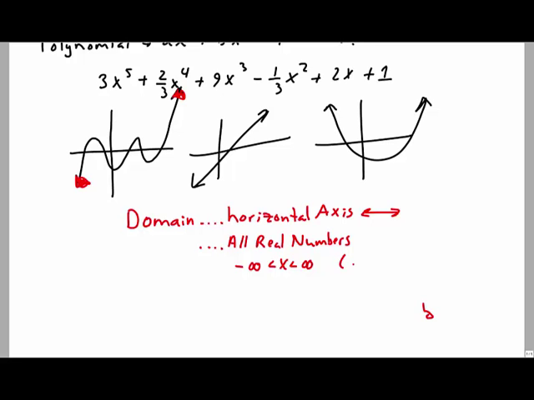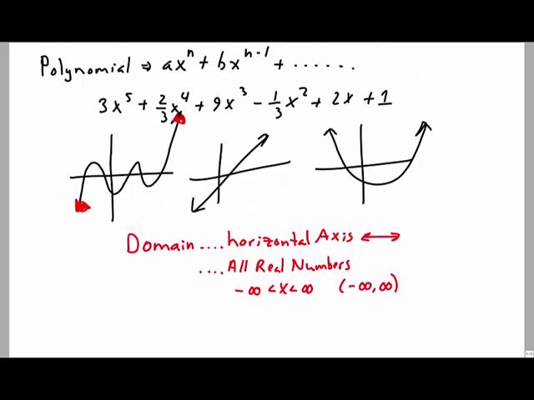Another way we could represent this is negative infinity to positive infinity using interval notation. So this is interval notation. This is set builder notation. So that's the domain of a polynomial expression.